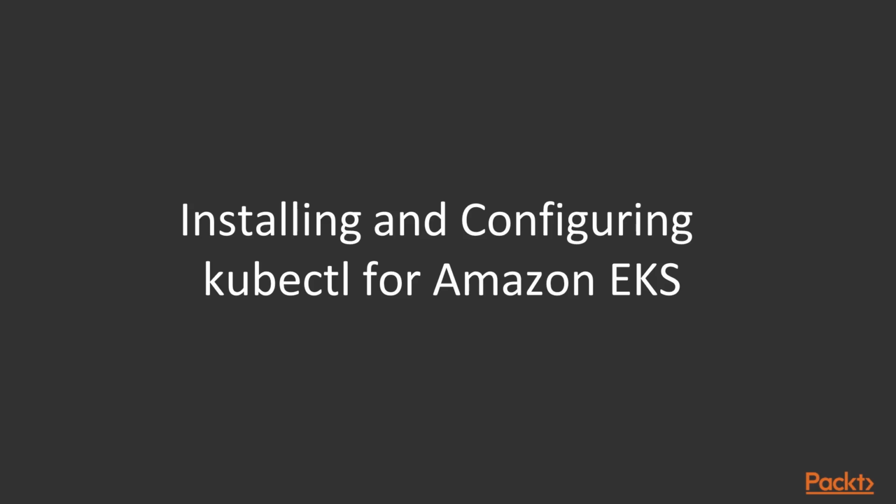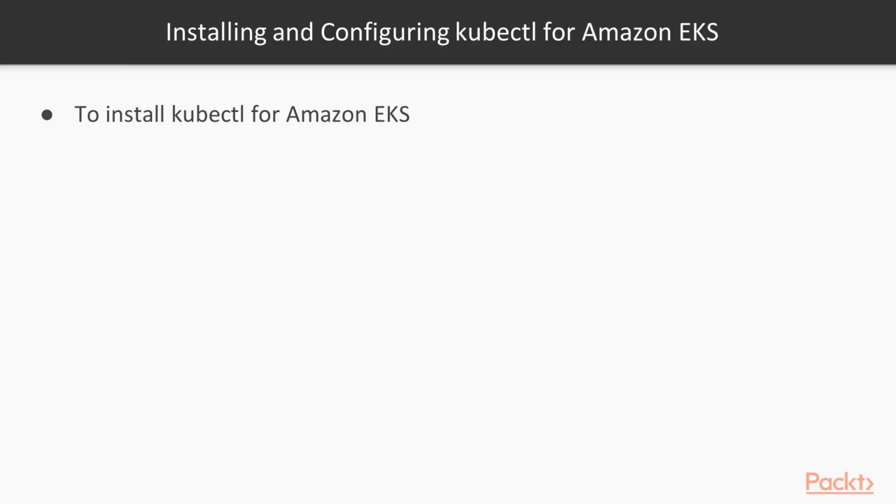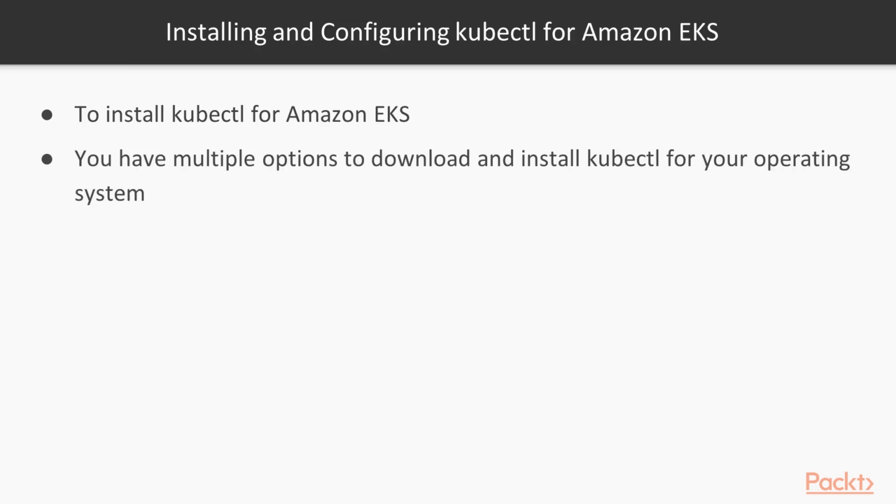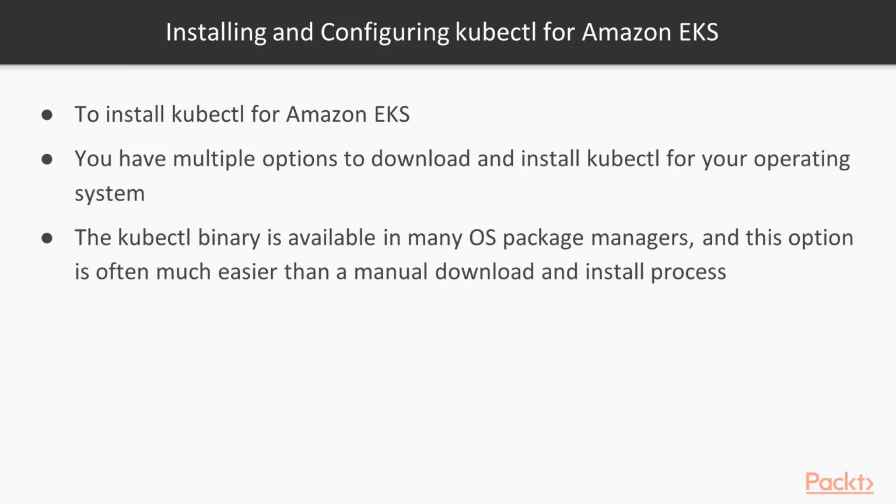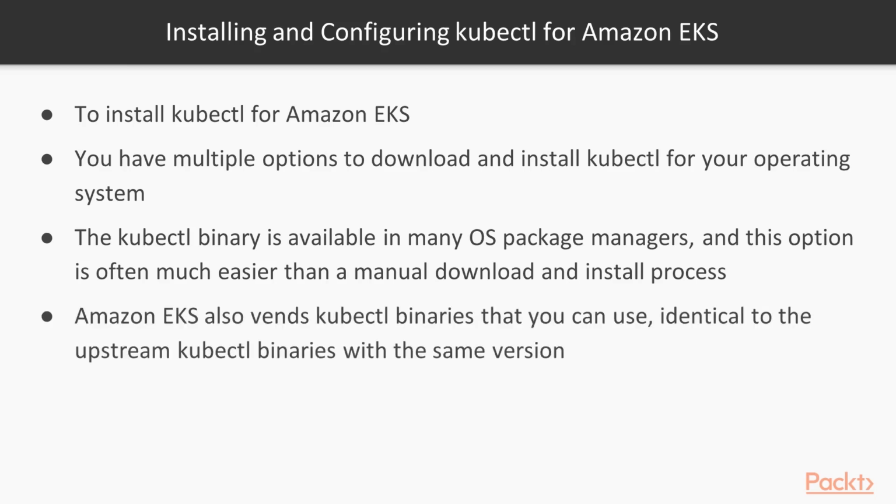Installing and configuring kubectl for Amazon EKS. To install kubectl for Amazon EKS, you have multiple options to download and install kubectl for your operating system. The kubectl binary is available in many operating system package managers such as Homebrew for macOS, and this option is much easier than a manual download and install process. Amazon EKS also vends the kubectl command line interface binaries that you can use that are identical to the upstream kubectl binaries with the same version.